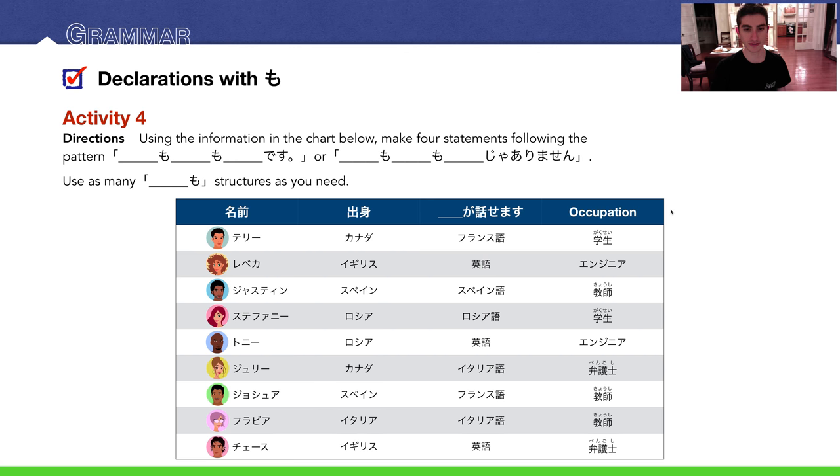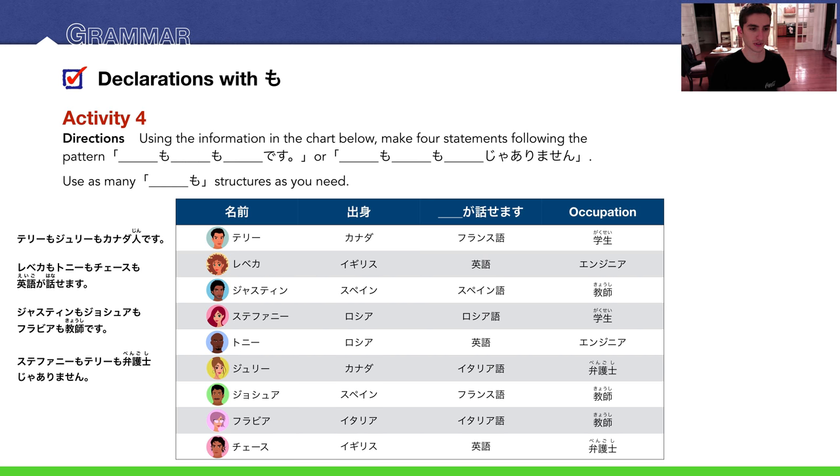And then finally, let's use a negative. So neither this person or that person, nor this other person, are or speak, or are from this thing, place, whatever. Let's use Joshua. Joshua も、ジュリーも、フラビアも、チェイスも、ジャスティンも、レベカも、テリも、ロシア語話せません。All these people, nor this person, nor this person, nor this person can speak Russian. I don't think that was part of my sample answer, but well, it's fine. How'd you do?